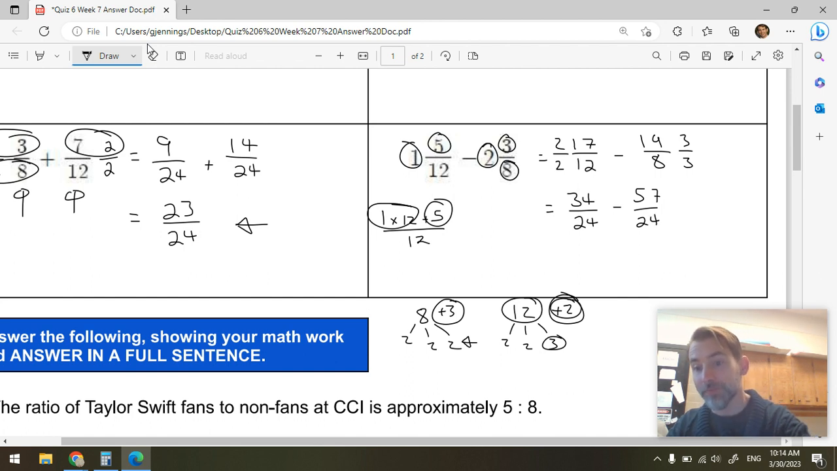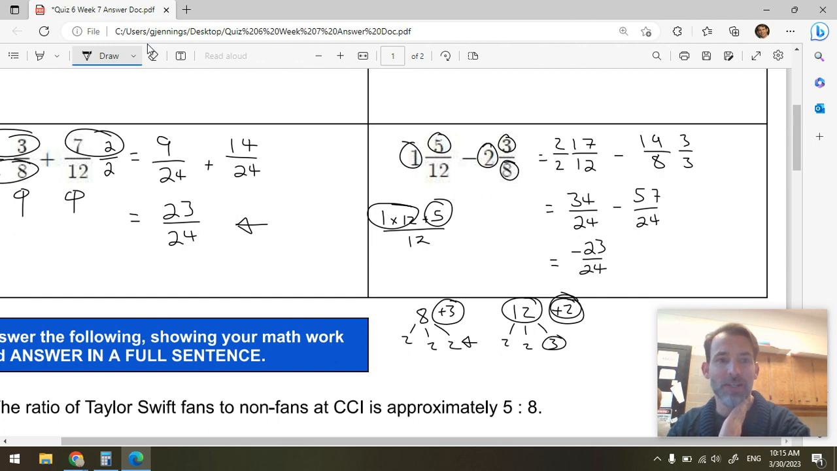34 minus 57. If you've got a 34-degree day and it gets 57 degrees colder, whoa, that's a big temperature change. You're going from like a hot beach day to it might freeze over fast. So you would then be minus 23. So this is equal to minus 23 over 24. Okay, because I do 57 minus 34, but the answer is negative.